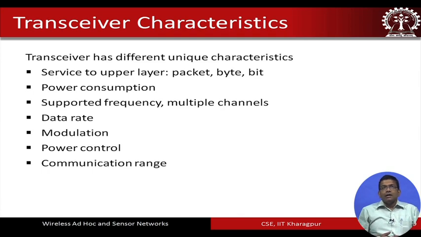The transceiver is the unit which takes care of the communication, transmission and reception both. So the transceiver basically takes care of offering services to the upper layers in the form of sending packets, bytes, bits, etc. A transceiver also has other characteristics, such as lowering the power consumption, because normally transceivers consume a lot of power. They are quite power hungry. So a good transceiver has to be designed which can consume less power for use in sensor networks.